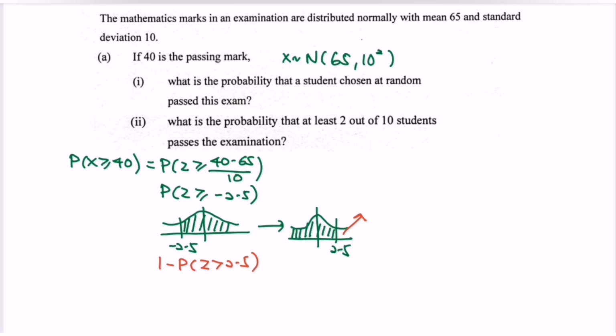By referring to the statistical table, 1 minus 0.00621. So the probability that X is greater than or equal to 40 is equal to 0.9938. So that is the probability that a student chosen at random passes this exam.